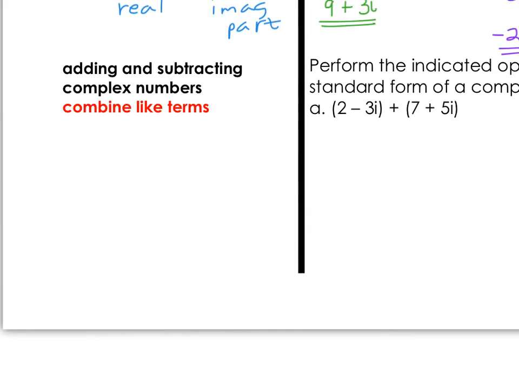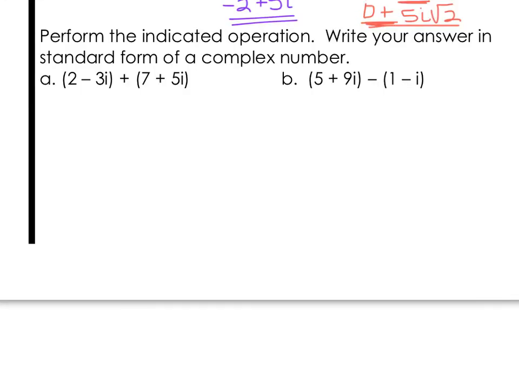The main focus for the rest of our lesson will be working with these types of complex numbers. We'll start off with the two basic operations of adding and subtracting. The nice thing about adding and subtracting is we simply combine like terms. The a values will combine with the a values, the bi values combine with the bi values. Let's look at those examples on the right. It says perform the indicated operation. Write your answer in standard form of a complex number.